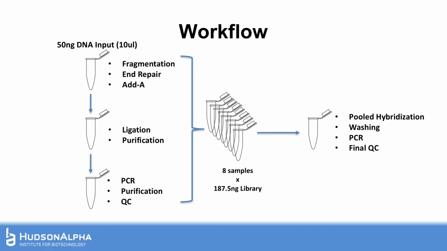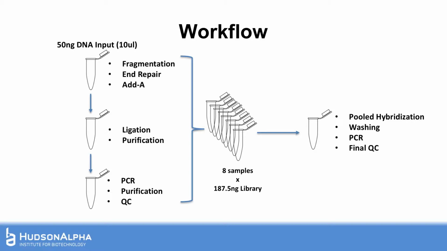No intervening purifications and no other intervening steps other than adding the appropriate reagents and incubation, followed by, and each of the blue arrows indicates a purification step. So a purification into ligation, then into PCR, followed by purification, and then a quality control step. That quality control step essentially was just quantitation.